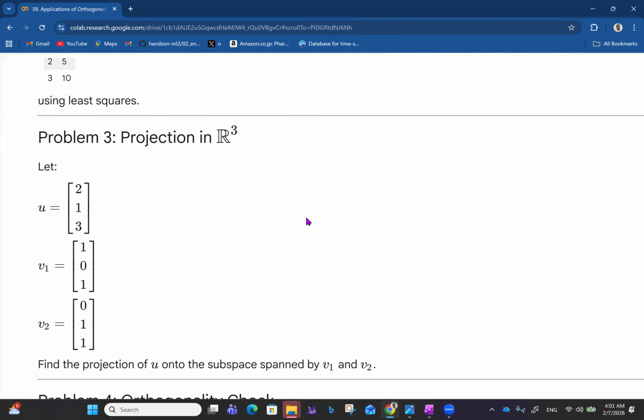So projection in R3, we have 2, 1, 3, 1, 0, 1, 0, 1, 1. Find the projection of U onto the subspace spanned by V1 and V2. In this case you do U onto V1, U onto V2. For U onto V1, that'll just be U dot V1 over V1 dot V1 times V1. And the U onto V2, that's U dot V2 all over V2 dot V2, times V2.